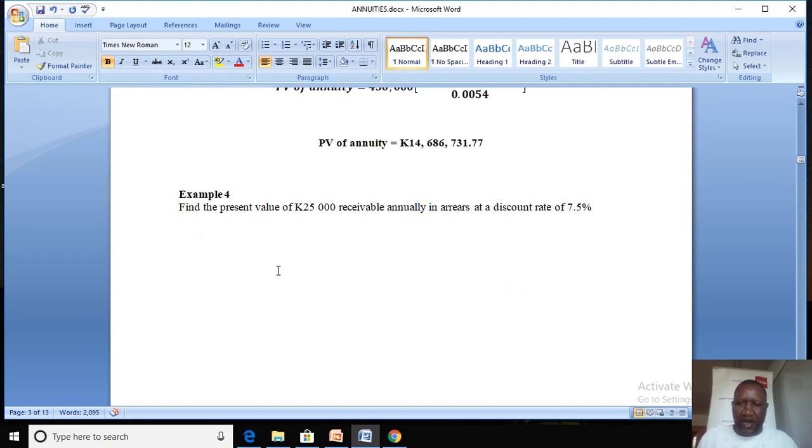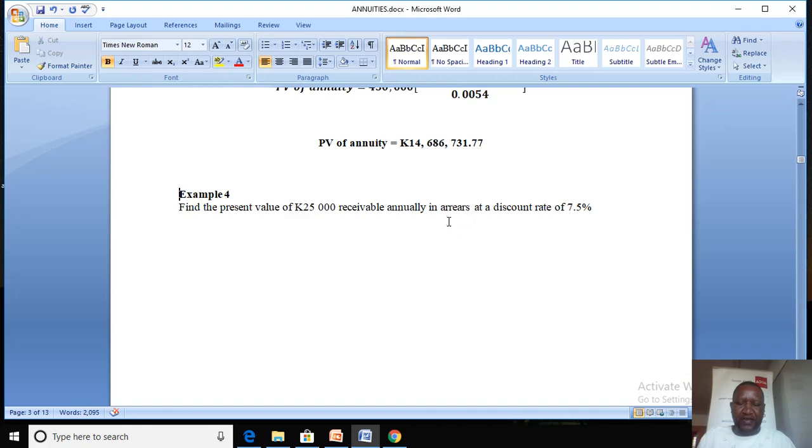Now let's deal with the last example for this video, for this session. Find the present value of 25,000 received annually in arrears at a discount of 7.5%, received indefinitely. So this is a perpetuity, received annually. There is no limit in terms of number of years. So this annuity will take a very long period of time.